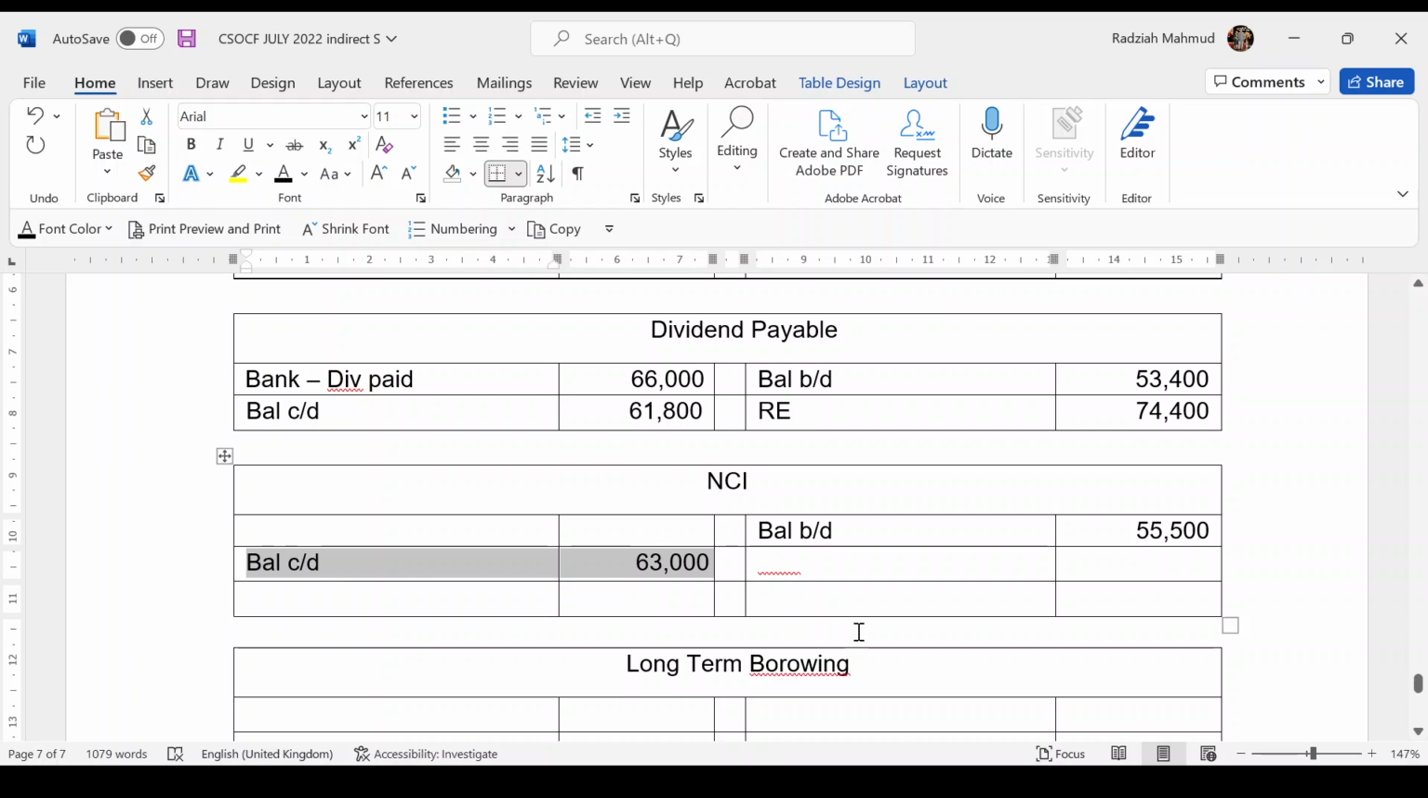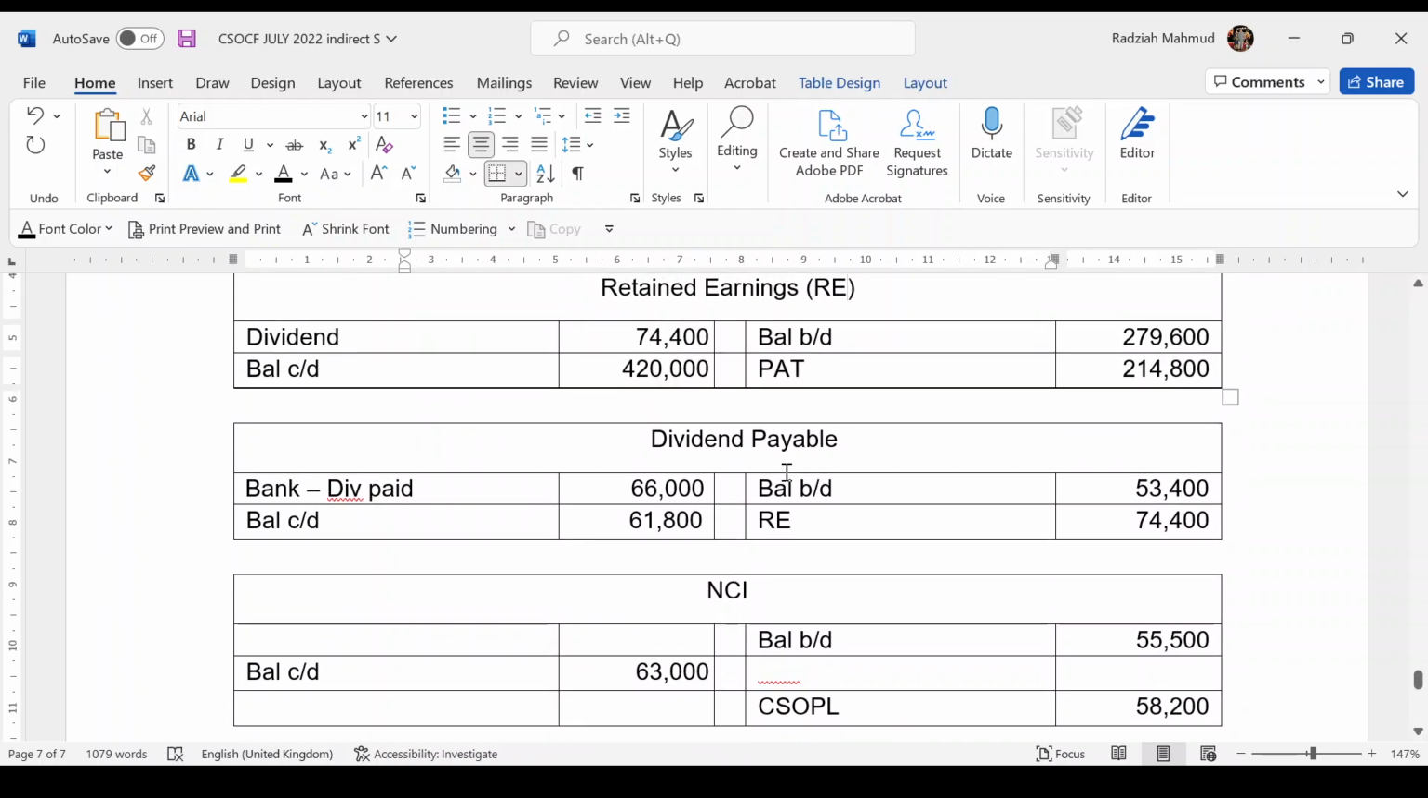Okay, and then remember just now, I use consolidated sample. Okay, this one I changed to consolidated sample. Okay, so remember this one is a profit attributable to NCI, yeah.